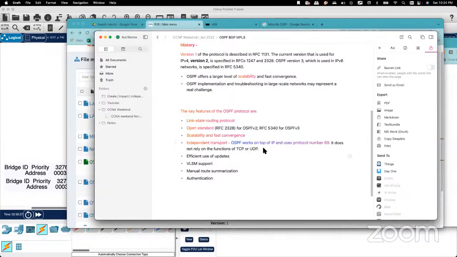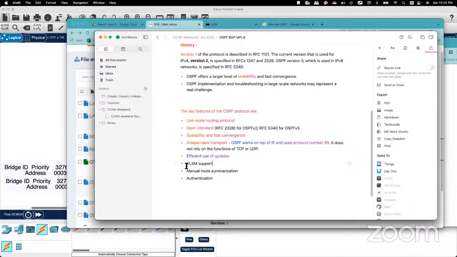Okay, so OSPF works on top of IP. What is independent transport? Because OSPF works directly on IP, not on TCP, not on UDP. This is called independent transport. So OSPF will directly go with the IP, it just needs an IP header, and then we will forward the traffic. OSPF does not need TCP or UDP. So efficient use of updates means we will have a lot of packets, which we are going to understand.